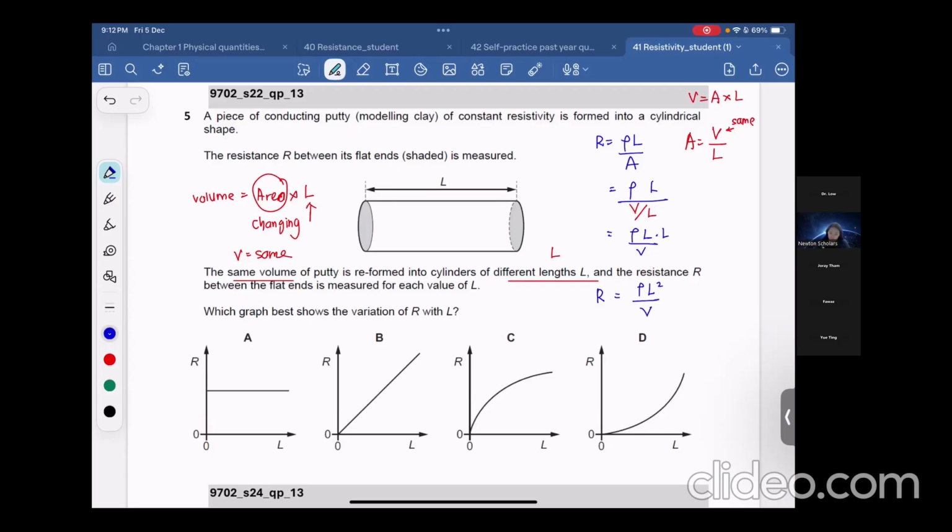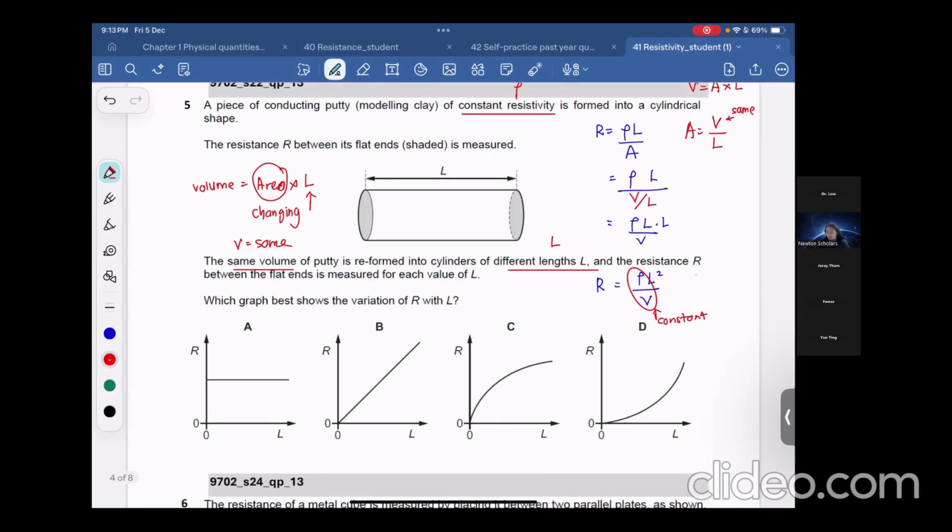So boys and girls, we ask ourselves, is this part a constant right now? Resistivity is constant, of course. Volume is also constant. So this part is a constant value. Now I can compare your length and your R. So R is directly proportional to your length squared.